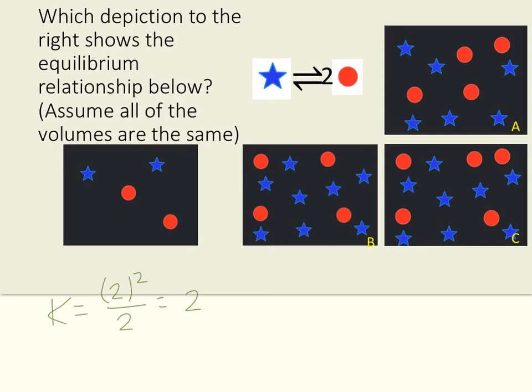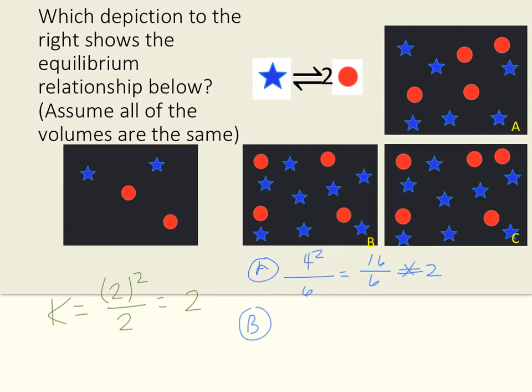And so we would have to figure out which one of these is at equilibrium by calculating Q. And so for A, we've got 1, 2, 3, 4. So that would be 4 squared divided by 1, 2, 3, 4, 5, 6, divided by 6. And so that's 16 divided by 6. That's definitely not 2.